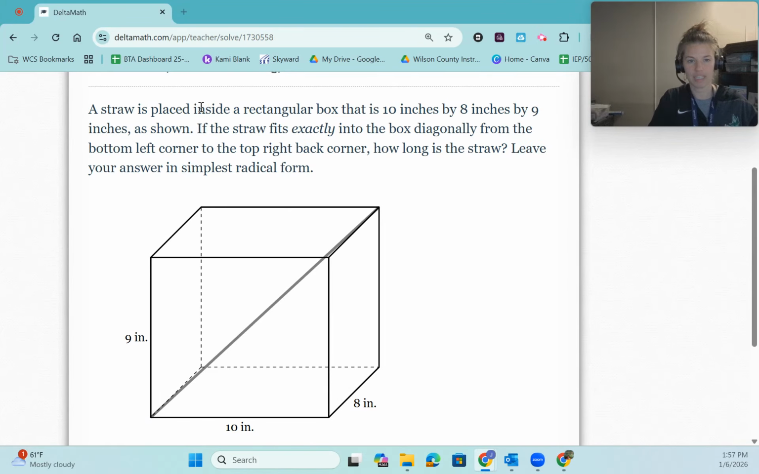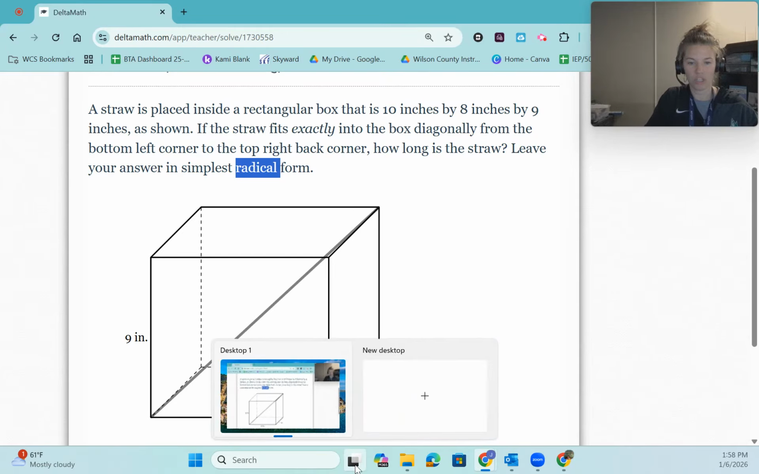A straw is placed inside a rectangular box that is 10 inches by 8 inches by 9 inches as shown in the picture below. If the straw fits exactly into the box diagonally from the bottom left corner to the top right back corner, how long is the straw? Leave your answer in simplest radical form. So that means we're leaving it with our square root intact. We're not estimating here, okay?